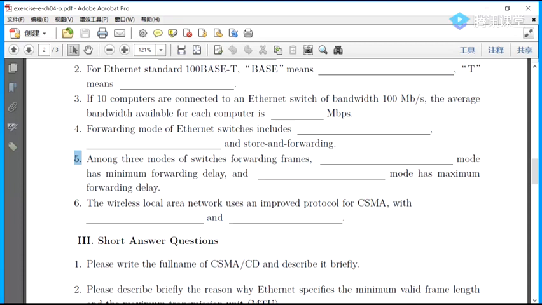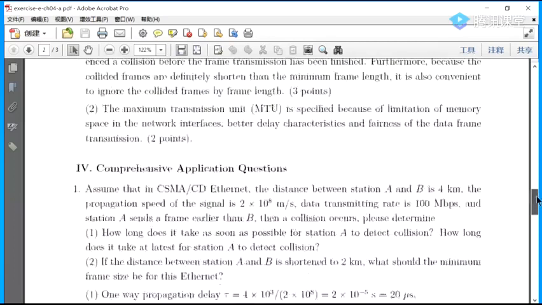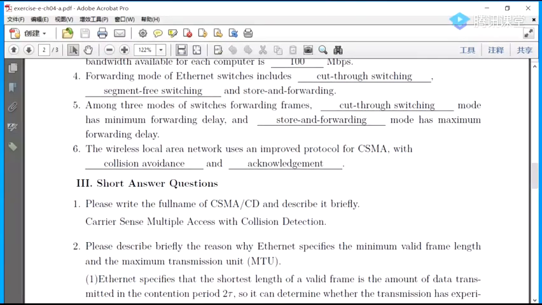Question 6. The wireless local area network uses an improved protocol of CSMA with collision avoidance and acknowledgement, and retransmission.